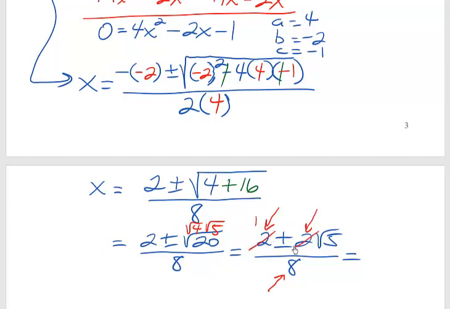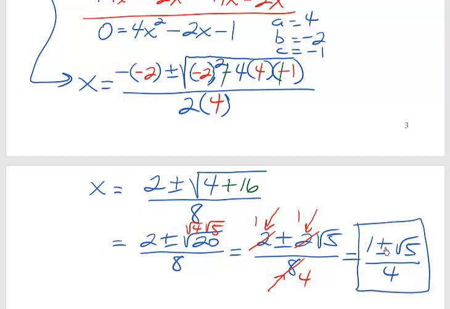So you're dividing that by 2, that by 2, and that by 2, leaving me with my final answers, 1 plus or minus, let's see, that 1 I don't need to write, square root of 5, all over 4. Here are the 2 final answers to the equation. Remember, the plus or minus just reminds you that you have 2 answers.